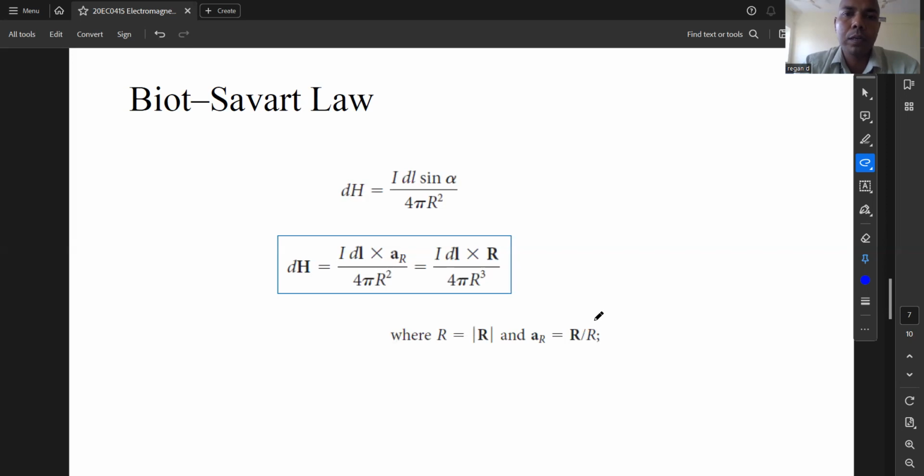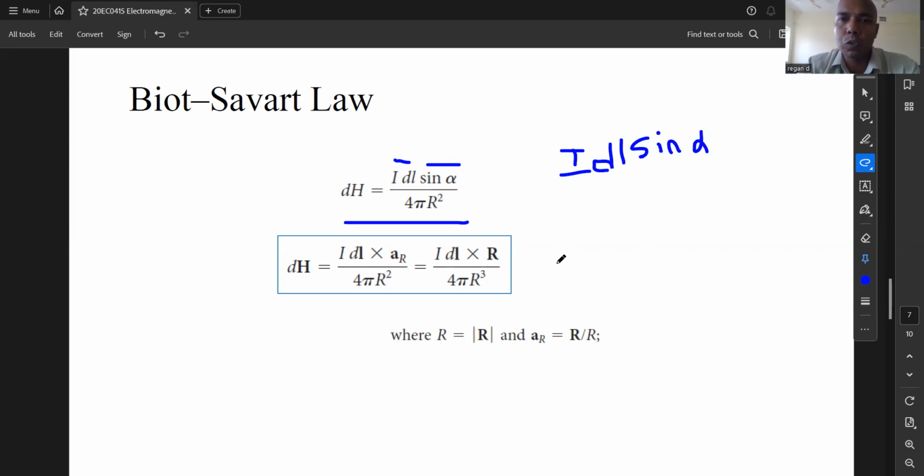So by substituting the proportionality constant K into the equation, we get dH, the differential magnetic field, is equal to I dL sine alpha divided by 4 pi R square. Here, I dL sine alpha is the result of the product.